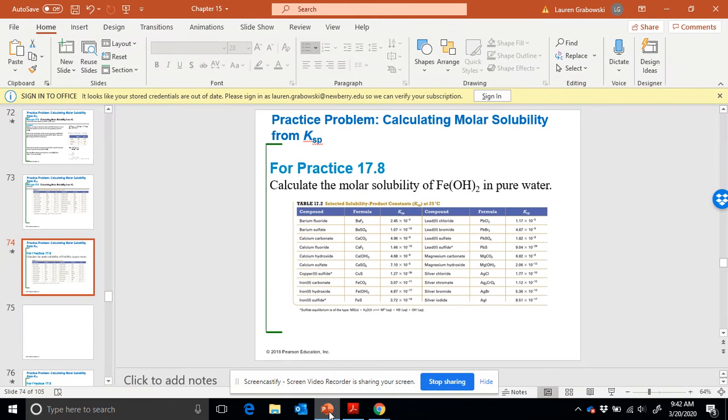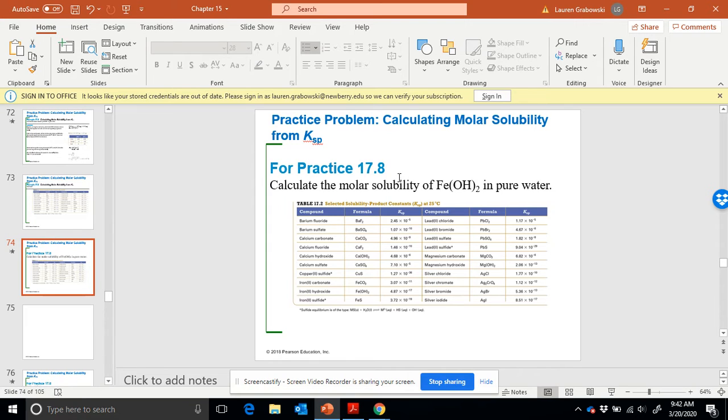Okay, students, let's try this problem. So this is for practice 17.8. So please make sure you have that out. You are ready to go. I want you to actually try this on your own.